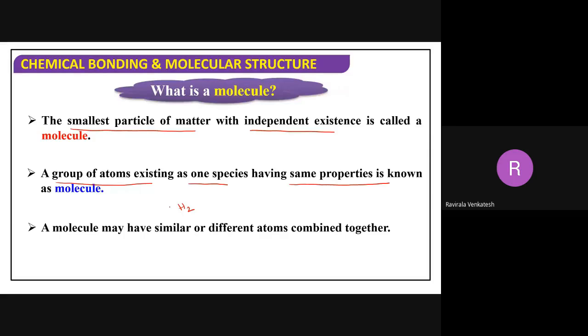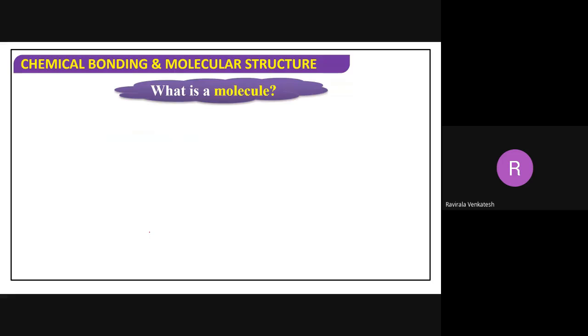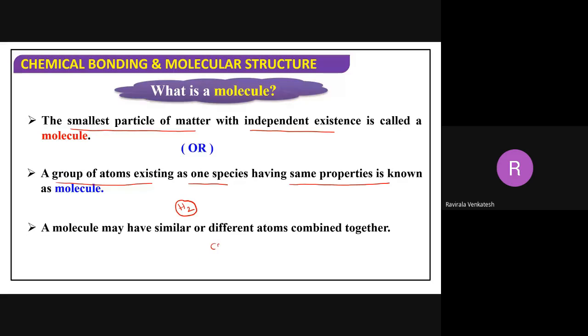Here, this molecule is made up of the same atoms. But you may get molecules with different atoms also, like carbon dioxide. The molecule is made up of carbon plus oxygen. Now, the properties of carbon and the properties of oxygen are quite different from carbon dioxide. The property is completely different when you compare it with carbon and oxygen.